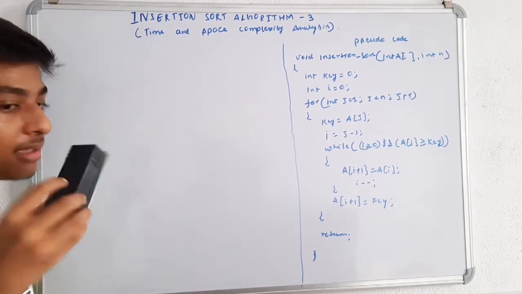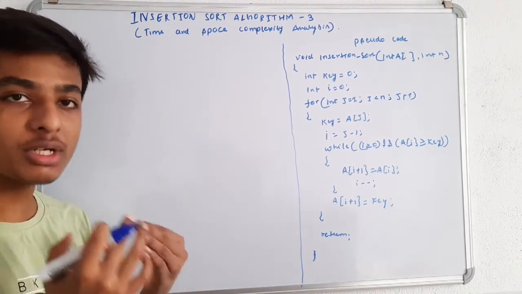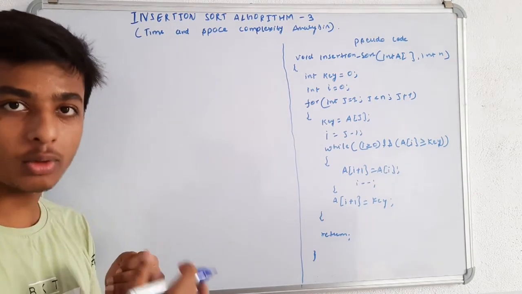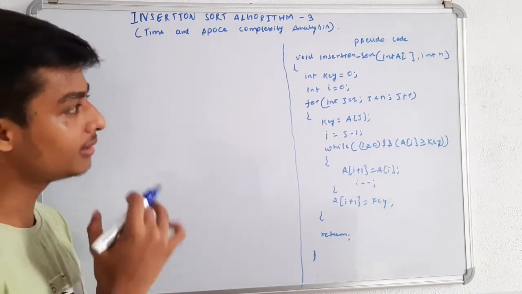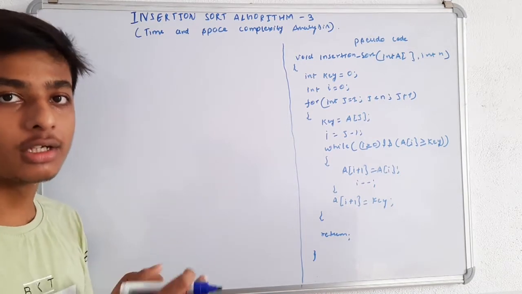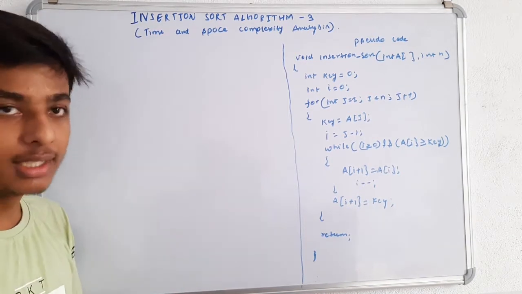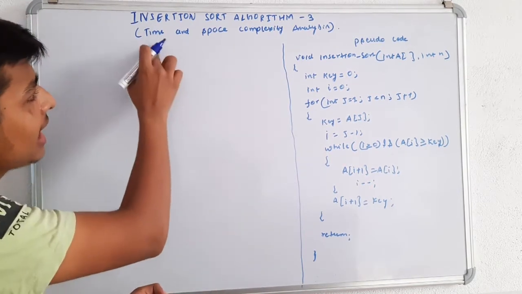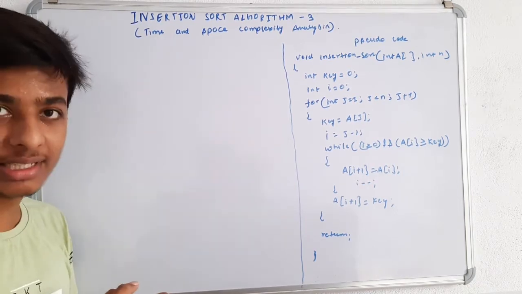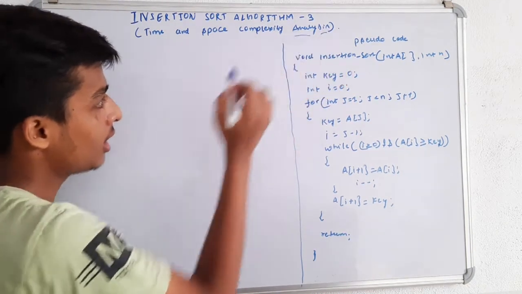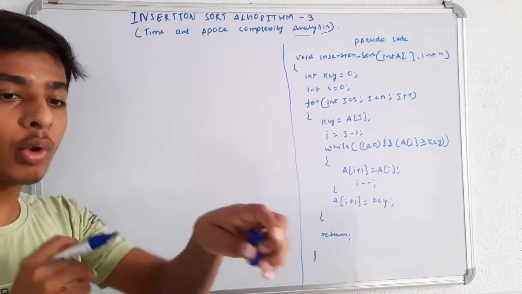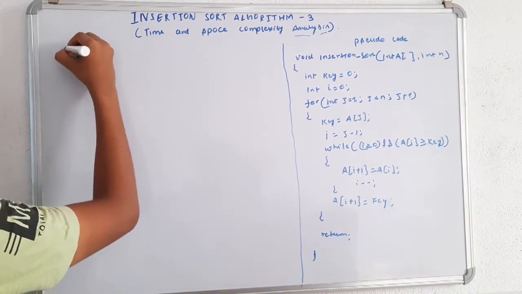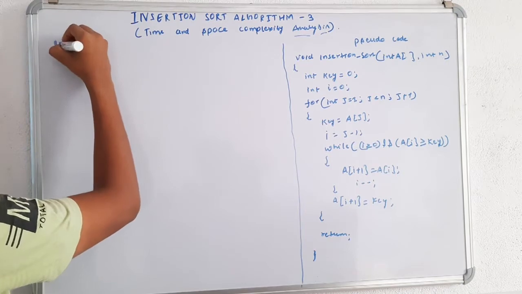The time and space complexity mean how much running time this insertion sort algorithm takes. That means given an input, say an array of size n, how much time it will take to sort the array, and how much space in memory it will take to sort the array. That is called the time and the space complexity, and we are going to do the analysis for this. Before that, let's quickly recap the algorithm that we have studied.